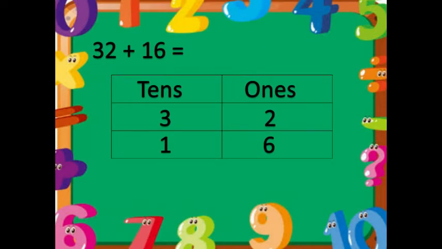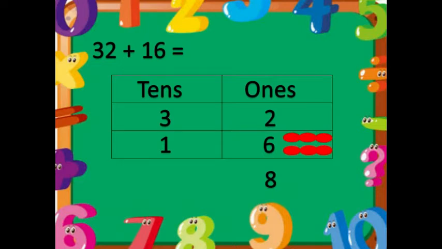So let's try to count. So we have 2 in our mind, so we will count to 6. So we have 2, 3, 4, 5, 6, 7, 8. So that means 6 plus 2 is equal to 8.